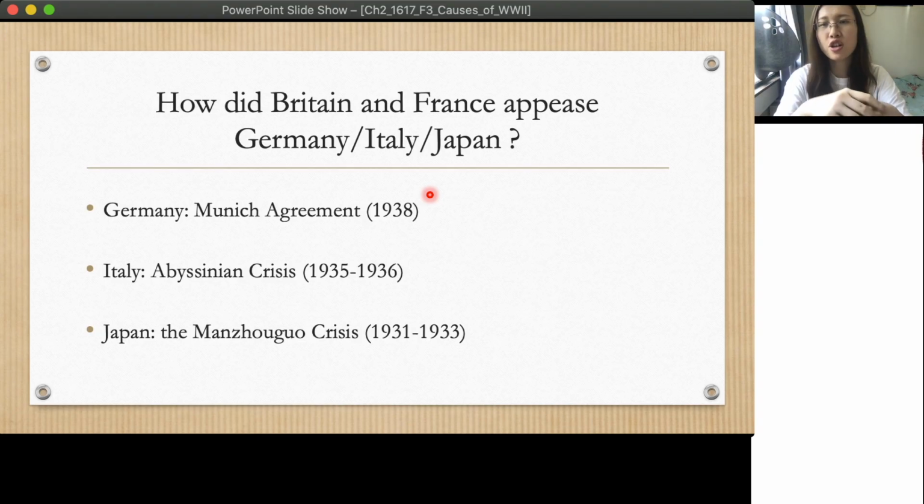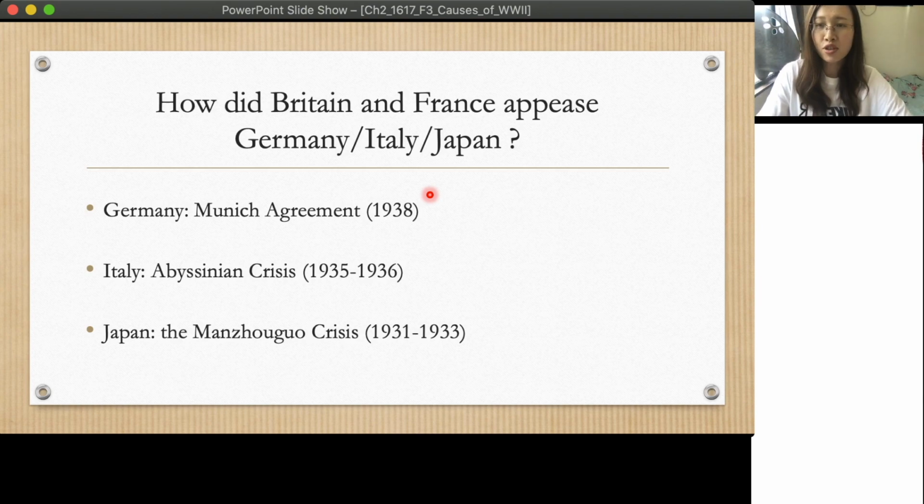So we firstly talk about what is appeasement policy, and then we talk about why they adopted appeasement policy. So next part, we're going to talk about some examples of how they appeased Germany, Italy, and Japan. Firstly, for Germany, the Munich Agreement.